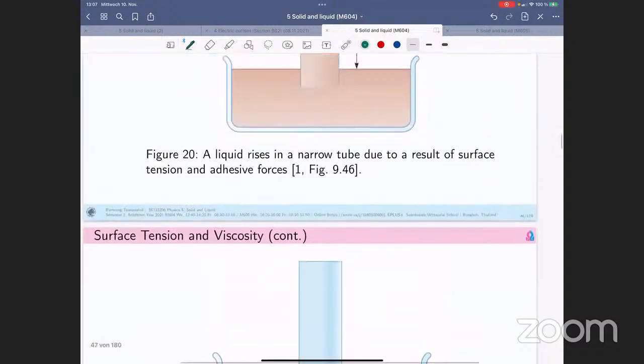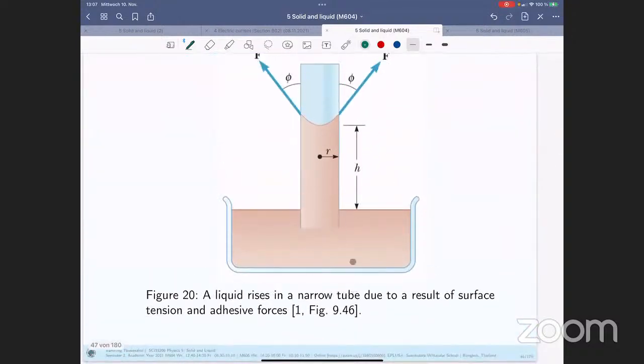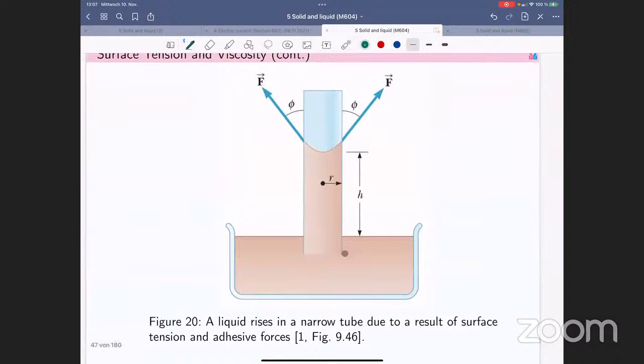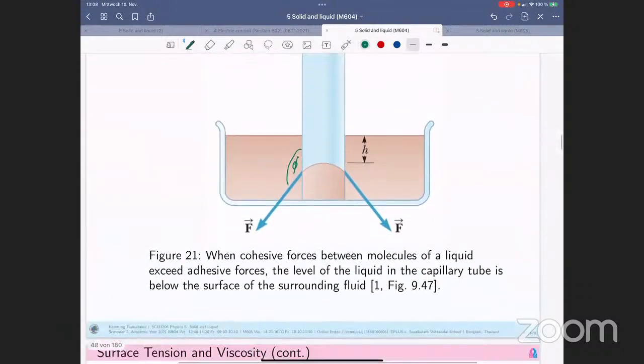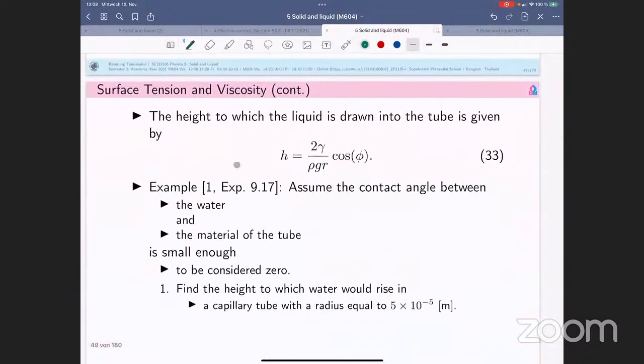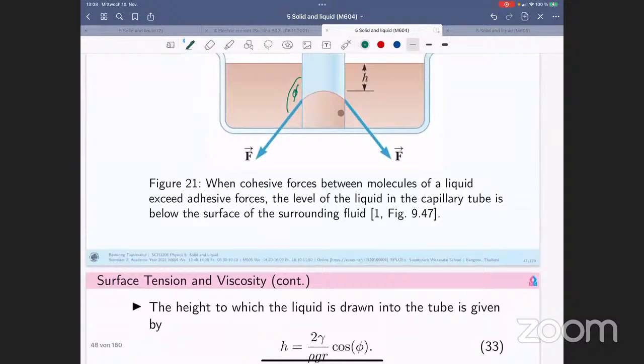And what about this? Liquid rises in a narrow tube. Please note that we have to consider a narrow tube, due to the result of surface tension and adhesive force. The reason why we have the height here is that we have two factors, two quantities. The first one is surface tension, and the second one is the adhesive force, the attractive force between two types of substance or material.